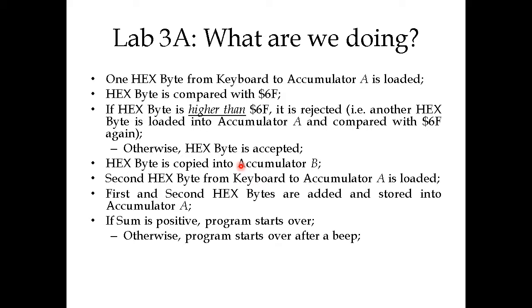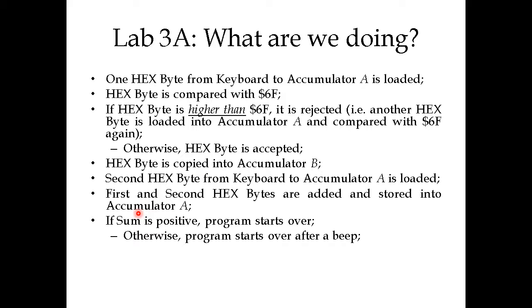Remember, the hex byte is automatically stored in accumulator A, right? But now you will be taking a second byte in accumulator A, so you save the first hex byte from A to B. Then, in a similar way, you ask the user for a second hex byte. The user will enter whatever byte he or she wants. Then the first and second hex bytes are added and stored into accumulator A.